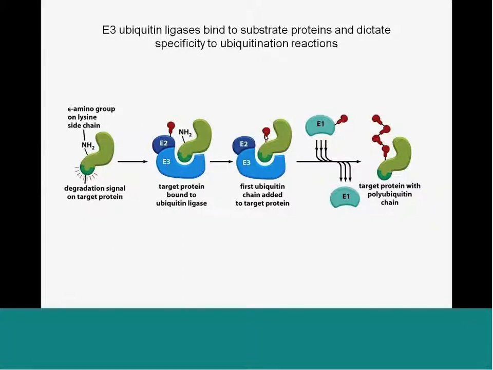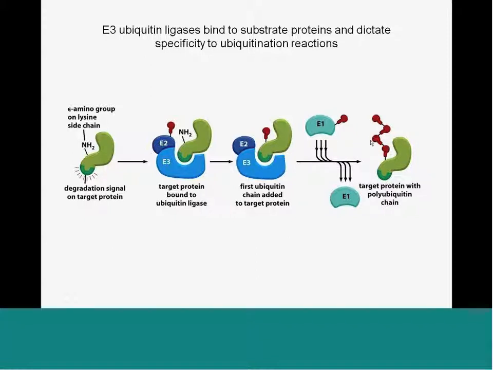And this is a covalent interaction. It's an isopeptide bond because it's formed between the carboxy terminus of ubiquitin and the epsilon amine group of a lysine. So it's not a true peptide bond.